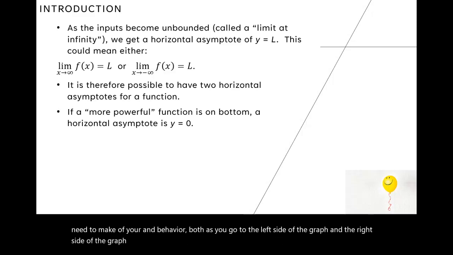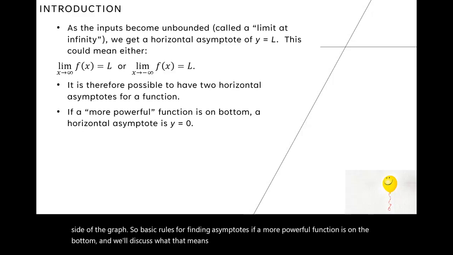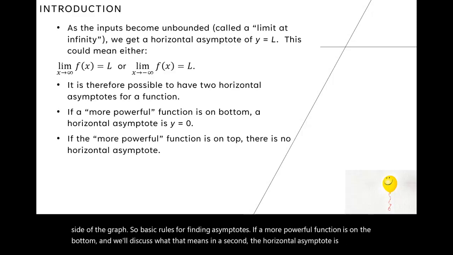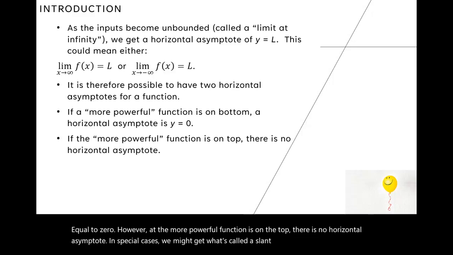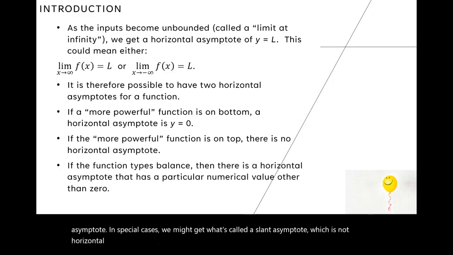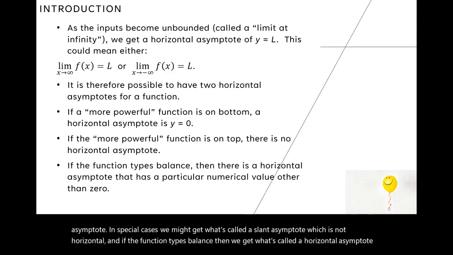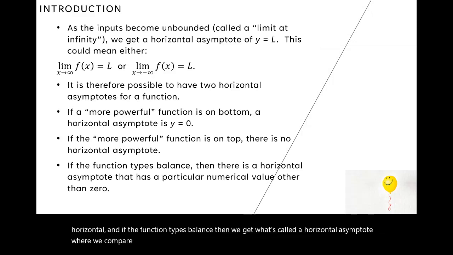Some basic rules for finding asymptotes. If a more powerful function is on the bottom, and we'll discuss what that means in a second, the horizontal asymptote is y equals 0. However, if the more powerful function is on the top, there is no horizontal asymptote. In special cases, we might get what's called a slant asymptote, which is not horizontal. And if the function types balance, then we get a horizontal asymptote, where we compare our leading coefficients. It's going to be some particular numerical value other than 0, as we'll see.